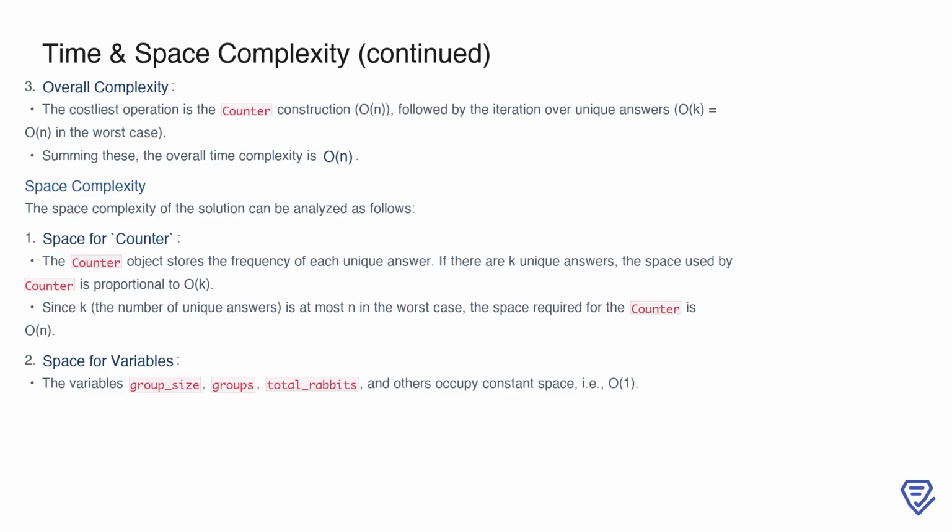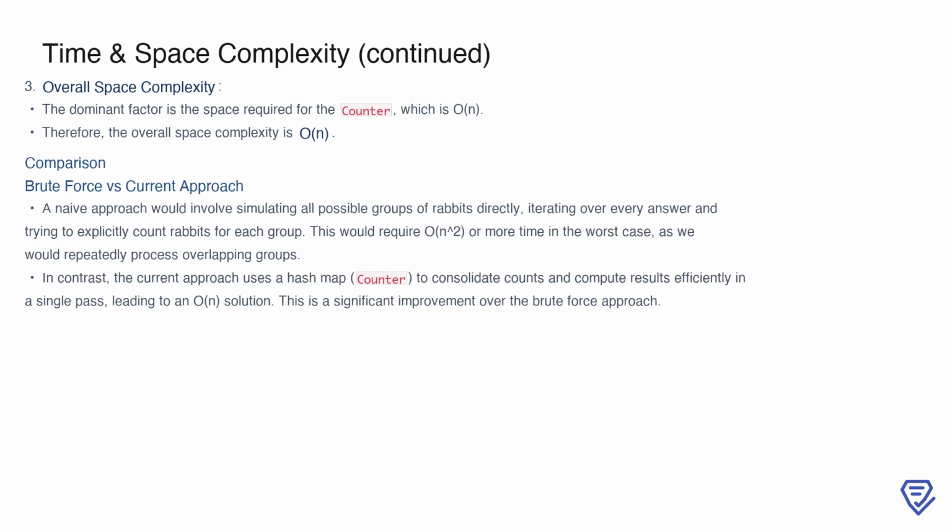Shifting focus to space complexity, we begin with the Counter object. This object stores the frequency of each unique answer, and its space usage is proportional to the number of unique answers, or k. Since k is bounded by n, the space requirement for the Counter is O(n). Additionally, variables like group_size, groups, and total_rabbits consume a fixed amount of space, which is constant, or O(1). To summarize the overall space complexity, the most significant factor is the memory used by the Counter object, which is O(n). Therefore, the space complexity of the solution is O(n).